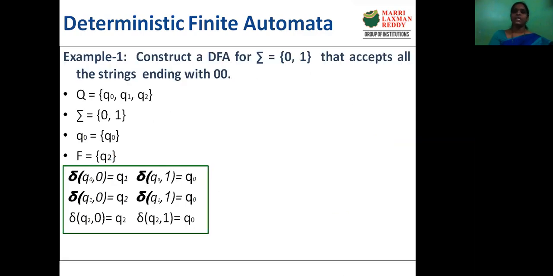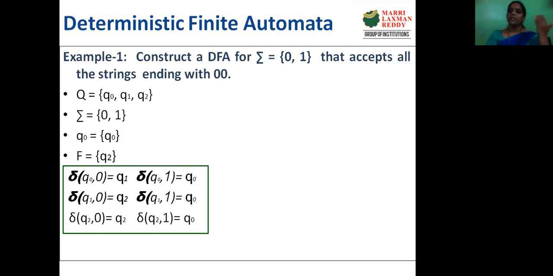Now let us have an example here. Construct a DFA for the input alphabet 0, 1 such that it accepts the strings ending with 0, 0. That means my DFA should accept all the strings that end with 0, 0.